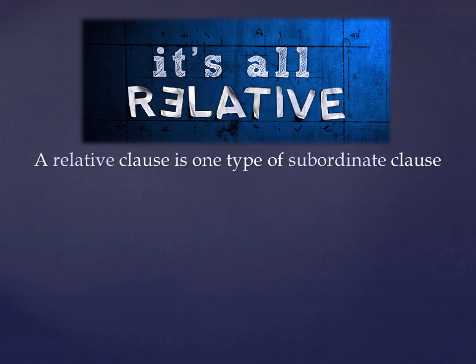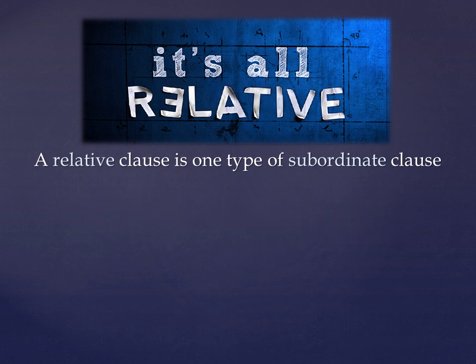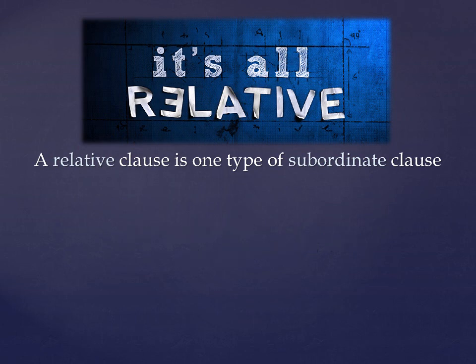A relative clause is a type of subordinate clause, and a subordinate clause, like all clauses, contains both a subject and a verb. It's subordinate to the main clause, which means it needs to be joined to another clause in order to make sense. And a relative clause is one which starts with a relative term, and relative clauses are often used to define or identify another noun in the sentence.